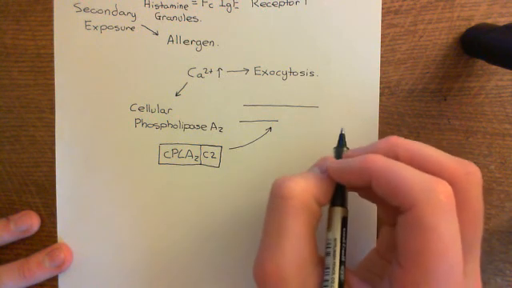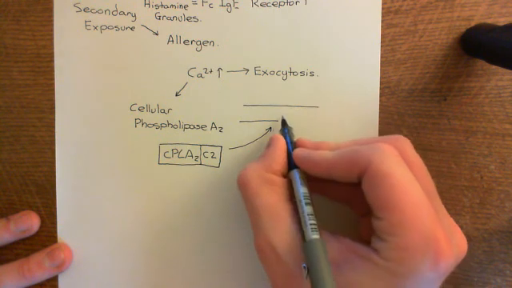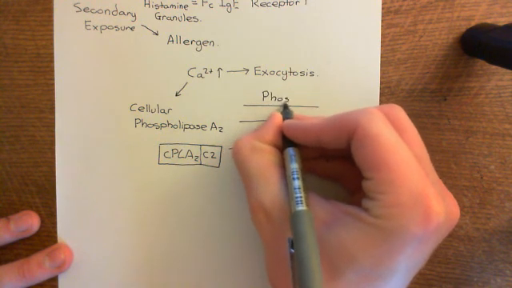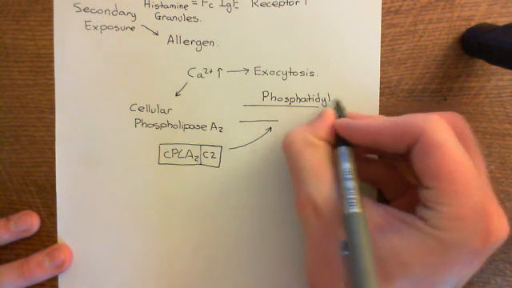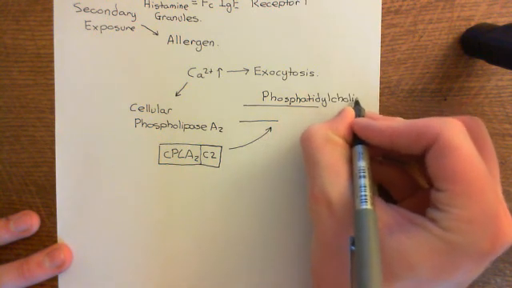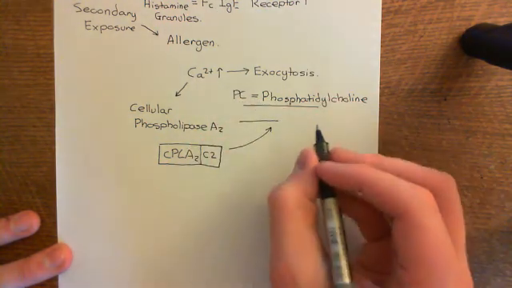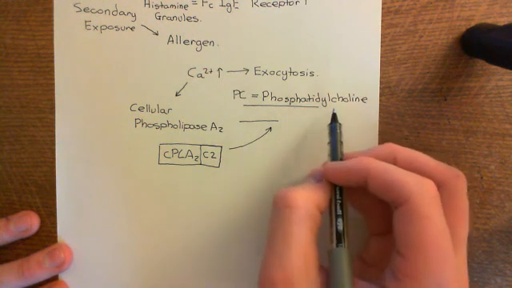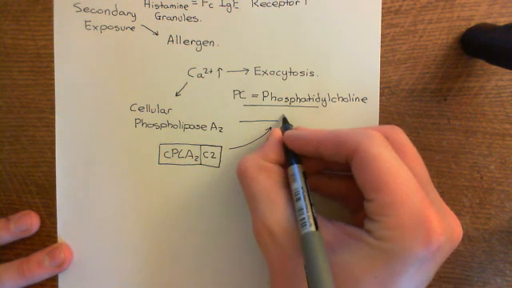And now what is it going to do? Well, it's going to work on a substrate that is within the phospholipid bilayer. It's going to break down a substrate known as phosphatidylcholine, which is often abbreviated to PC for short. So PC is short for phosphatidylcholine. Now, phosphatidylcholine molecules are basically just modified phospholipids. So let me show you the structure of one of these.